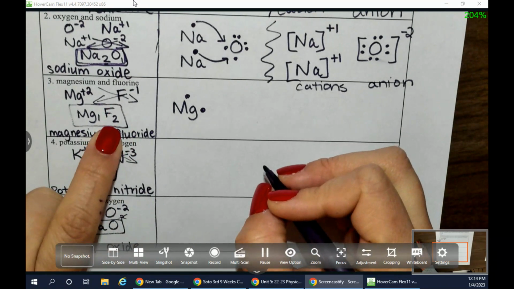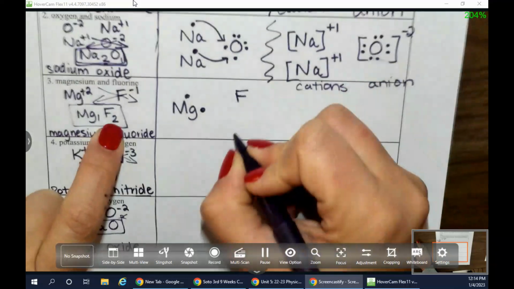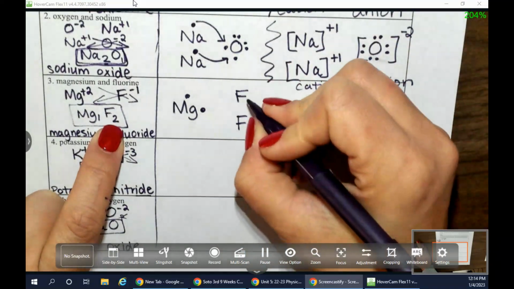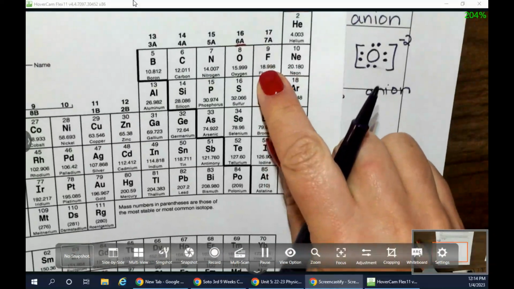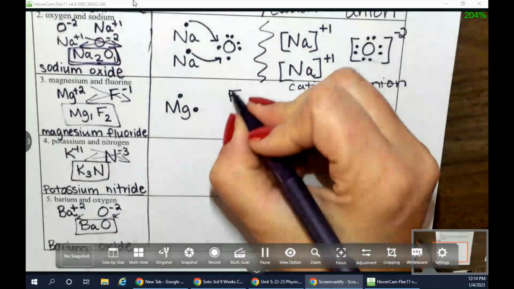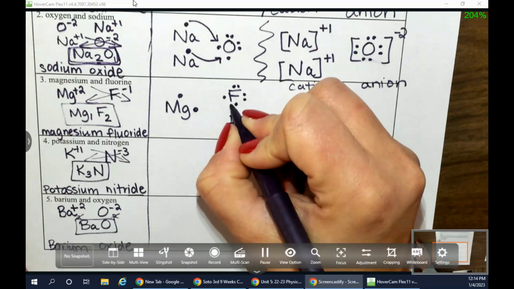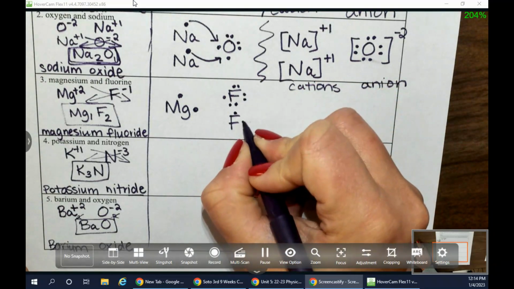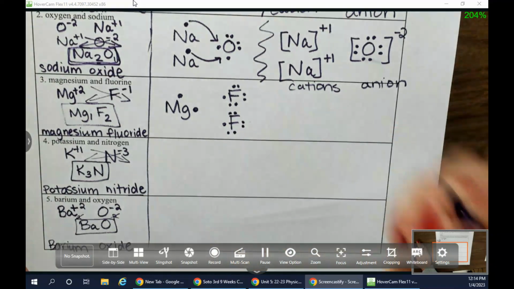All right, and then fluorines, we need to draw 2 of them. So we're going to go ahead and draw 1, 2, and we're going to give each of those fluorines how many valence electrons? 7. Good. 1, 2, 3, 4, 5, 6, 7. 1, 2, 3, 4, 5, 6, 7.